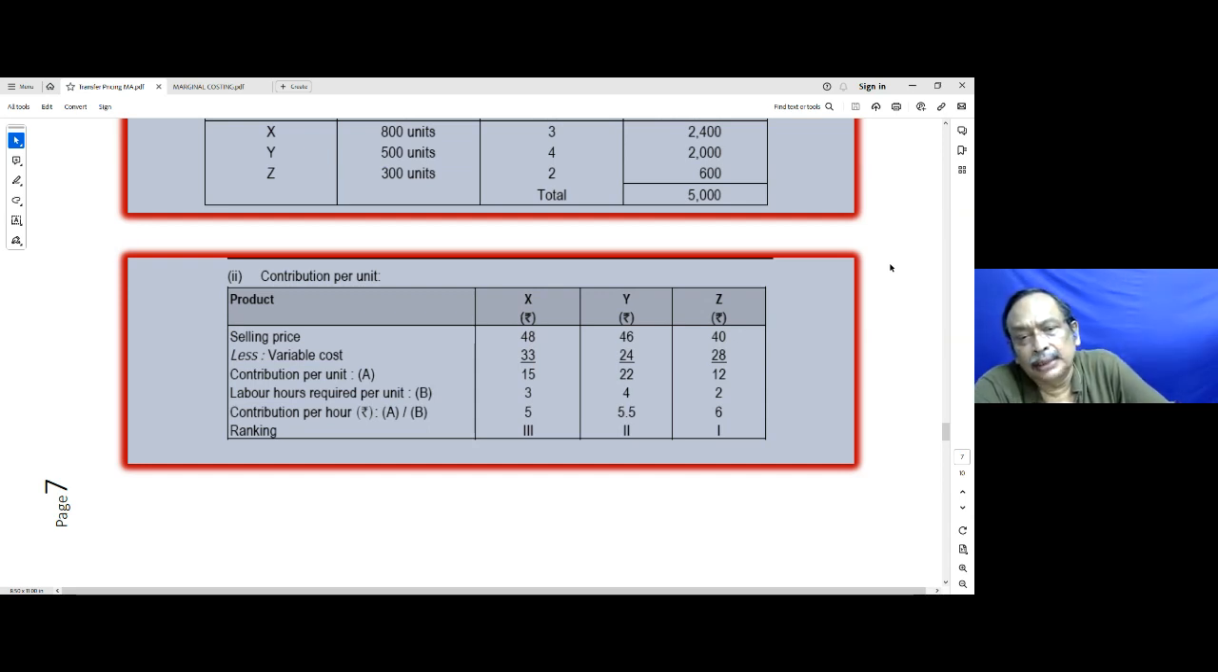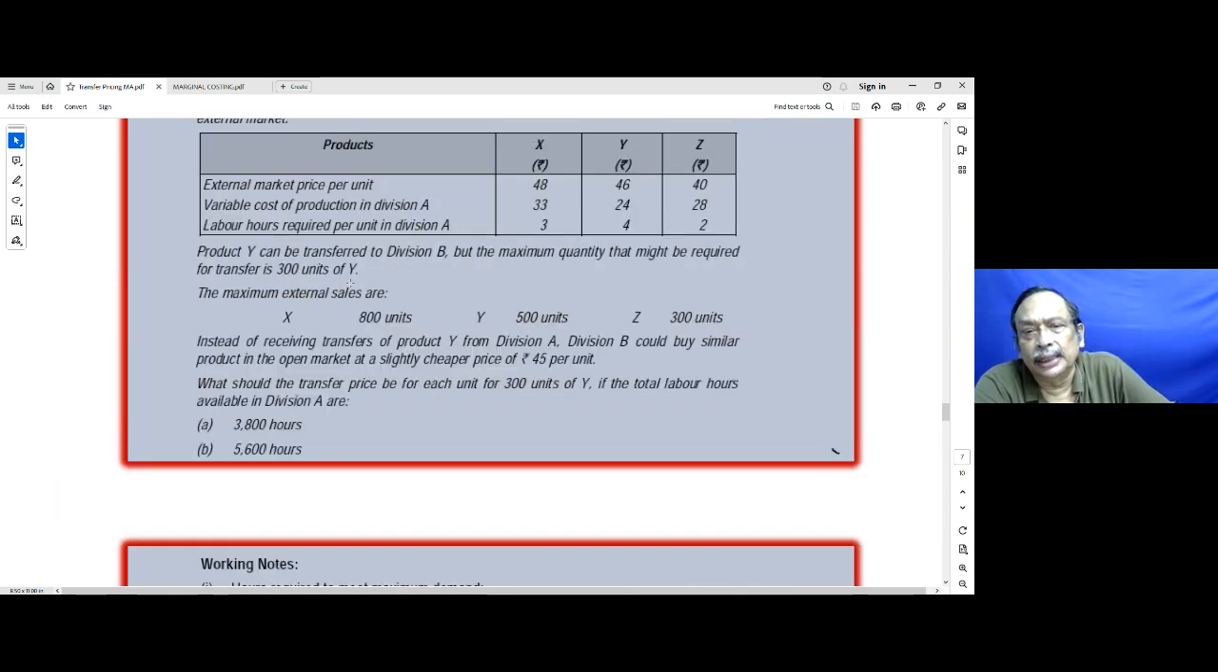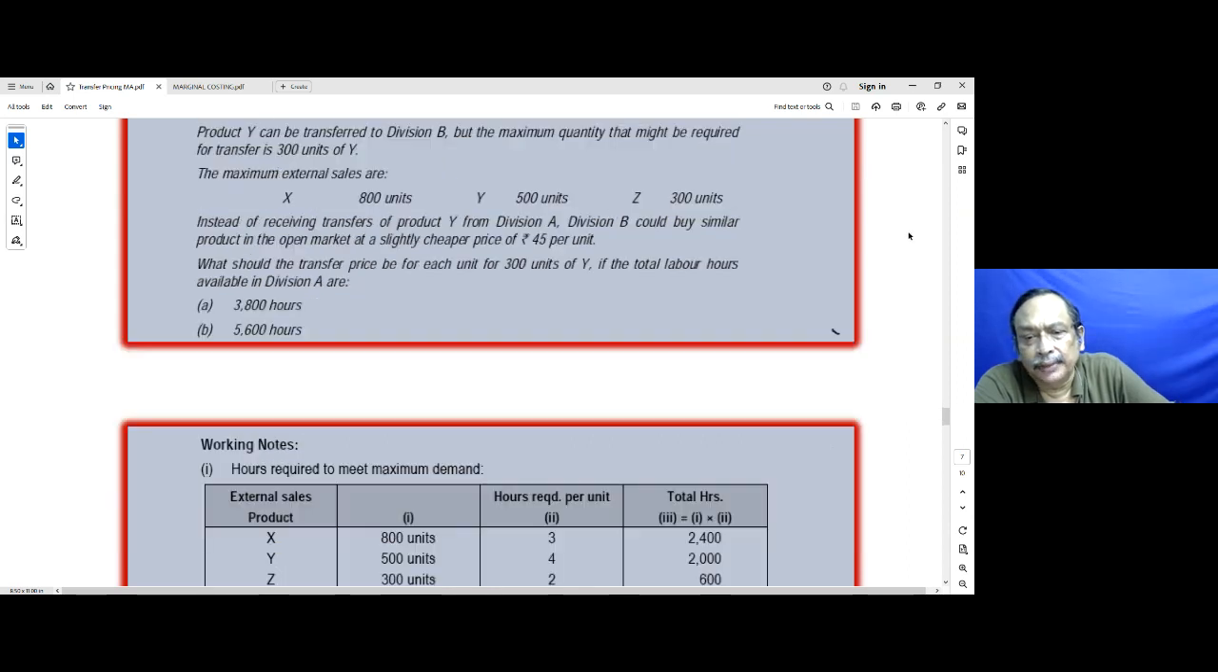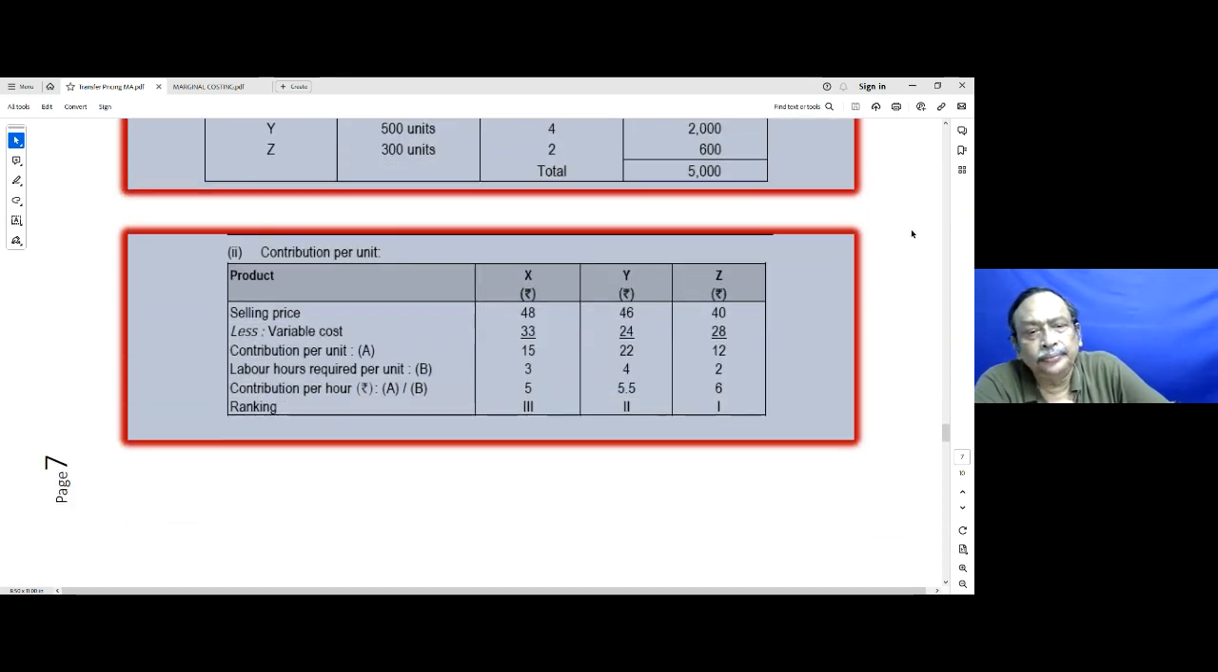Now the labor hours required per unit, as given in the question, are 3 hours for 1 unit of X, 4 hours for 1 unit of Y, and 2 hours for 1 unit of Z. So we have jotted down labor hours required per unit as 3, 4 and 2. Then the contribution per labor hour is the contribution per unit divided by the labor hours required per unit. It comes to 5, 5.5 and 6. So we are going to rank the products: Z as the first rank, then Y, followed by X.